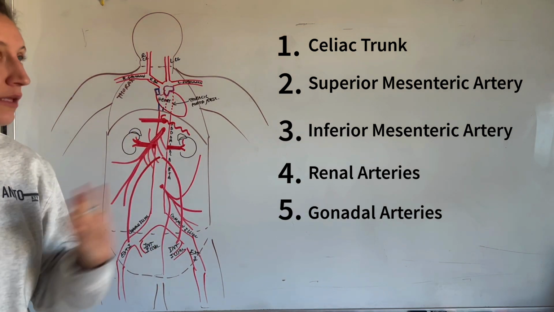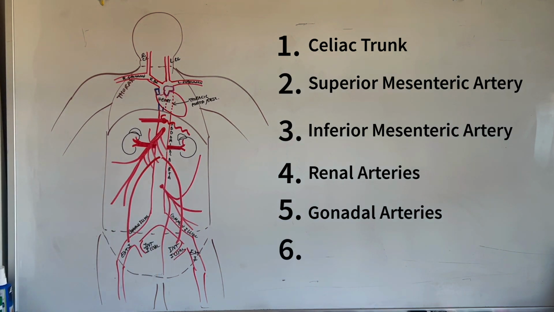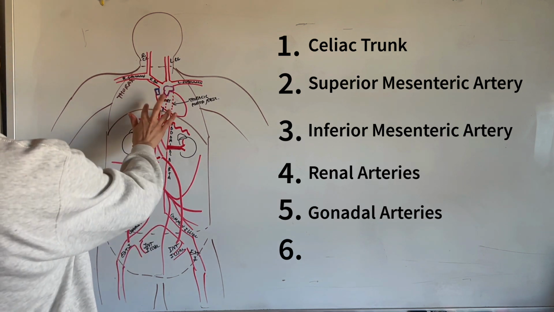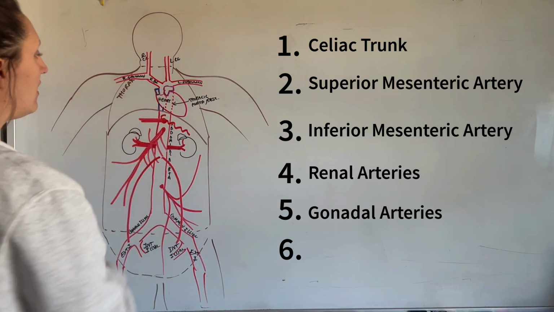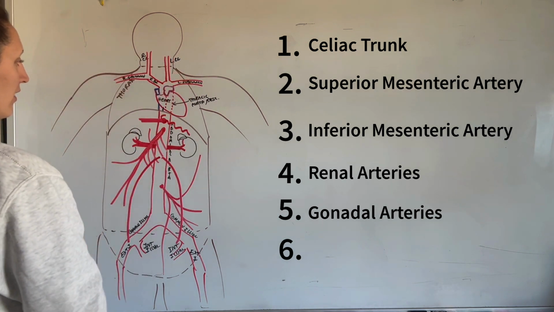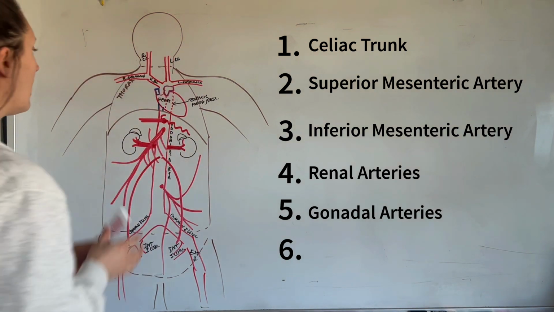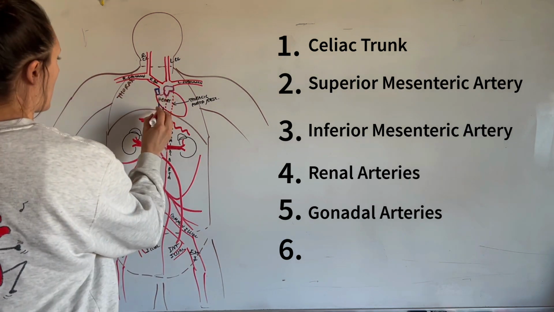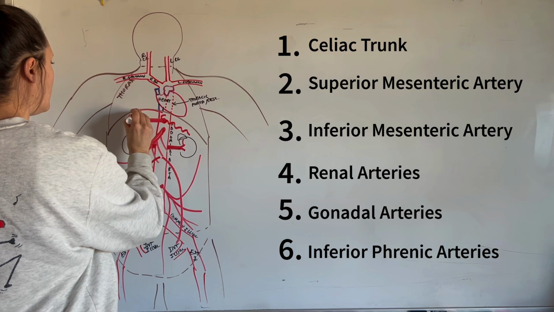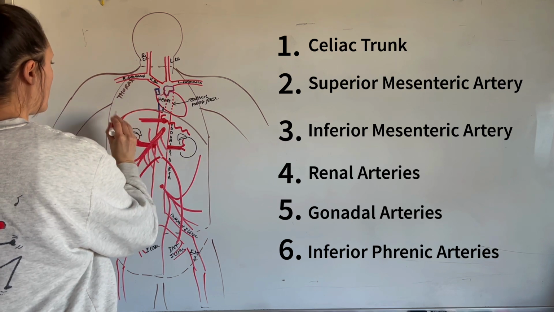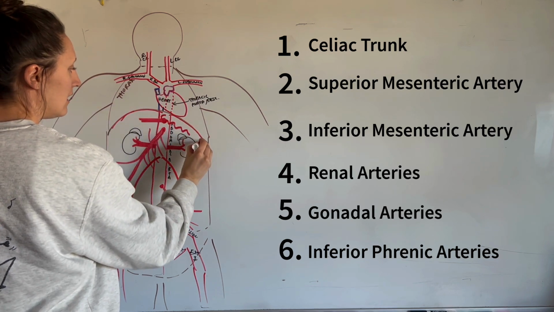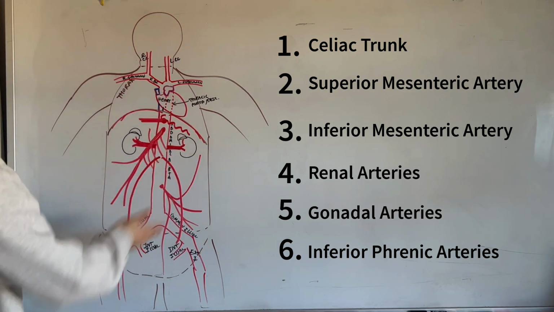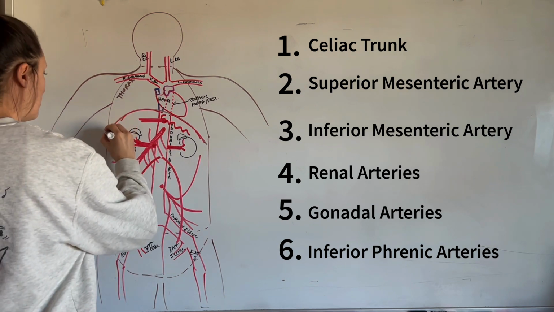Now, if we're going to be really, really detailed, we're also going to include, just like we had our gonadal arteries, two arteries that come directly from the aorta just above the celiac trunk. They don't get talked about that often, but I'm going to include them just in case. So we have inferior phrenic arteries. And notice I am connecting them and having them run across the diaphragm. I will make the diaphragm a little bit thicker.